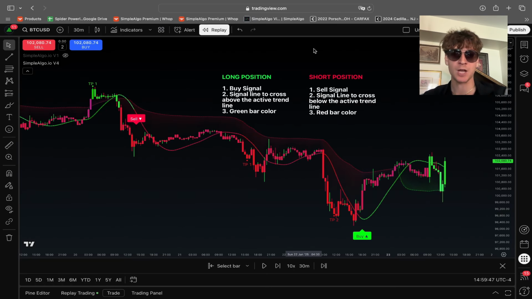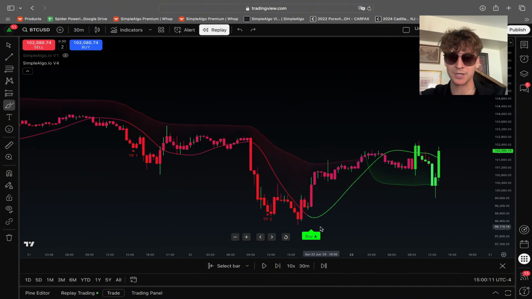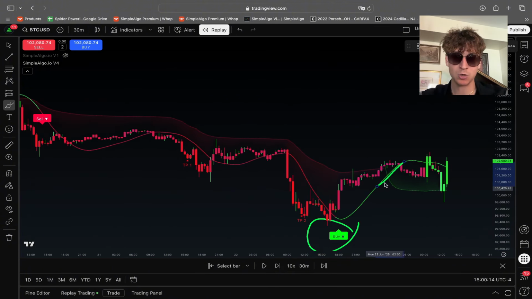So feel free to screenshot this so that maybe you can use it as a reference when you're trading on your own. So this is our first example right here. As you can see, we have our buy signal. The signal line has crossed over the active trend line and our candles are green. So we have all the confirmation needed in order to enter this trade.